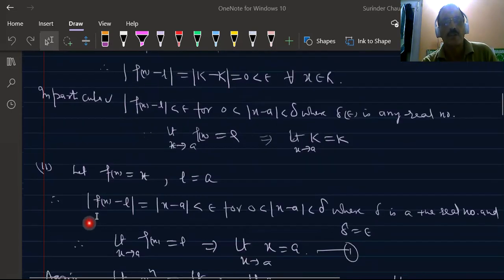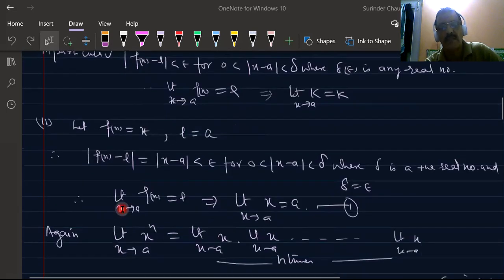Now again, compare with the definition: f(x) is equal to x and L is equal to a. Now again we'll find, given epsilon, a delta such that this inequality holds in the deleted neighborhood. We have taken the left hand side of the result, |f(x) - L| is equal to |x - a|. So |x - a| is less than epsilon for all x in the deleted neighborhood. So if delta is equal to epsilon, then for all x lying in the deleted neighborhood of a, |f(x) - L| becomes less than epsilon.